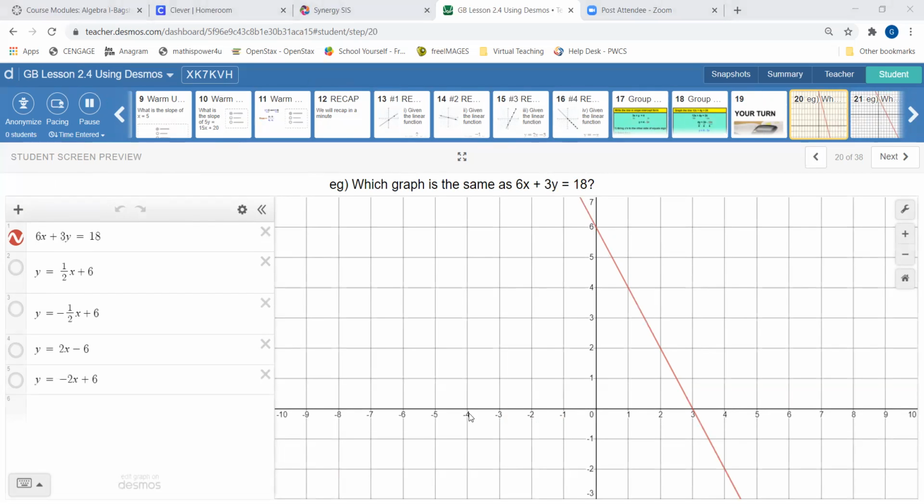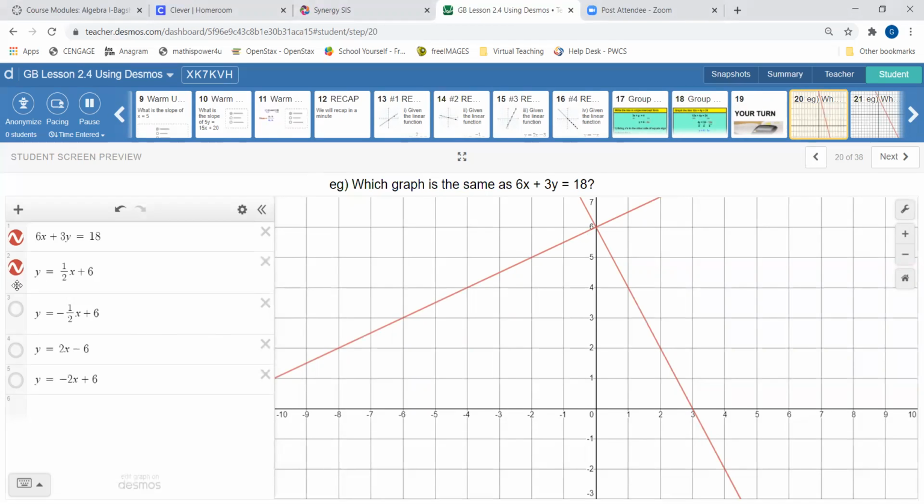There we go. And I'm going to focus on these here. So these are really my answers. And I've got to figure out, is this graph the same as any of these? Now, we can certainly do what we did in the last lesson, but we can also use Desmos to help us as well. Now, when I click on the open circle, it will actually draw the line for us.